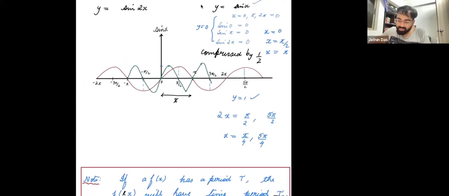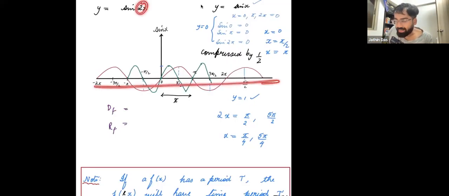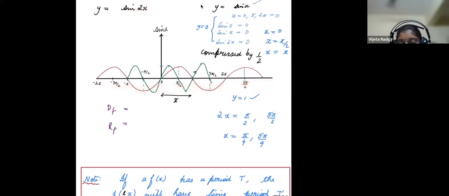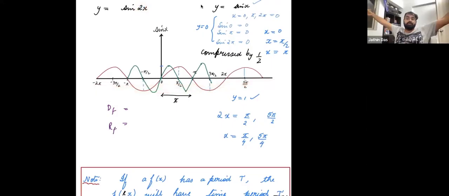Now my question is that we have to find the domain and range of the function sin 2x. Now domain is what values it will take. It doesn't matter, it can take any value. It will go left to right. There is no break point. So the domain, no doubt.